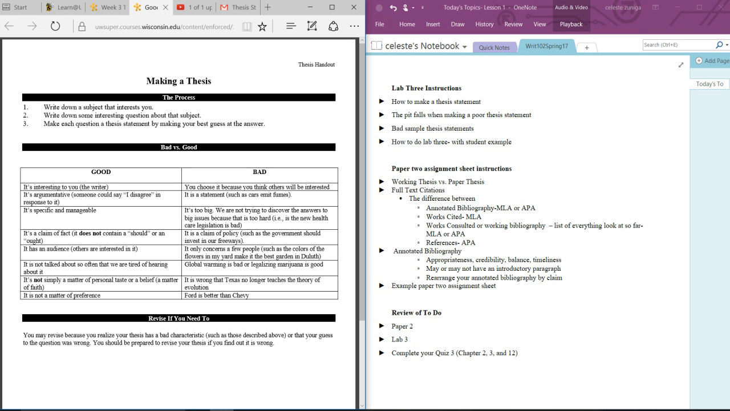That's an example of a good thesis statement. It's specific and manageable. It's the next thing down in the good column here. Your thesis statement must be narrow enough for you to do a good job.